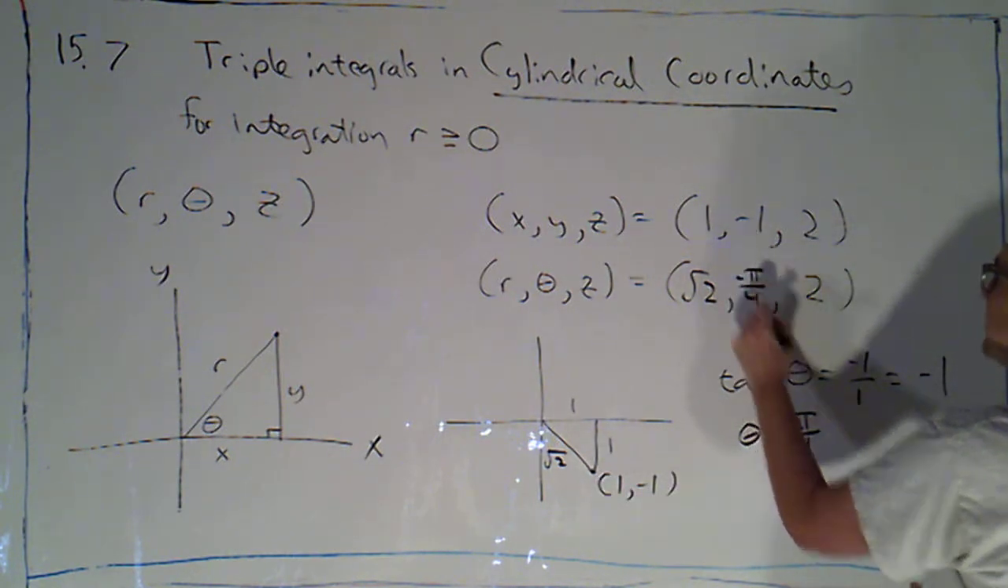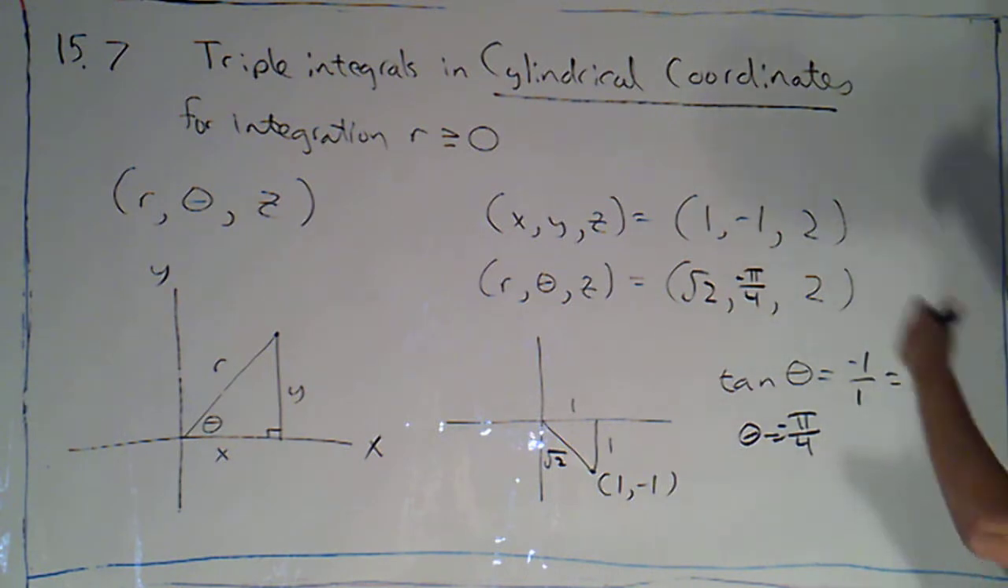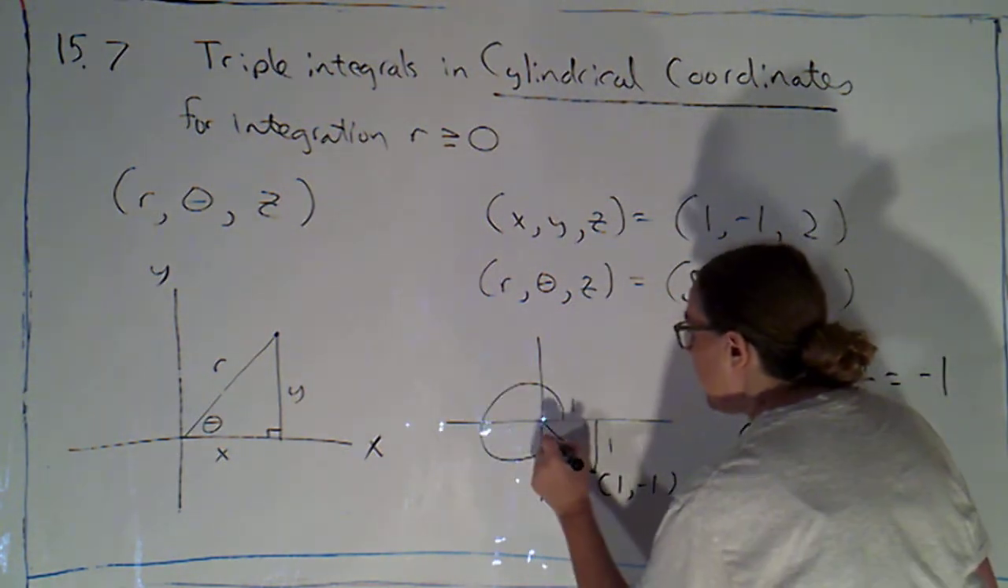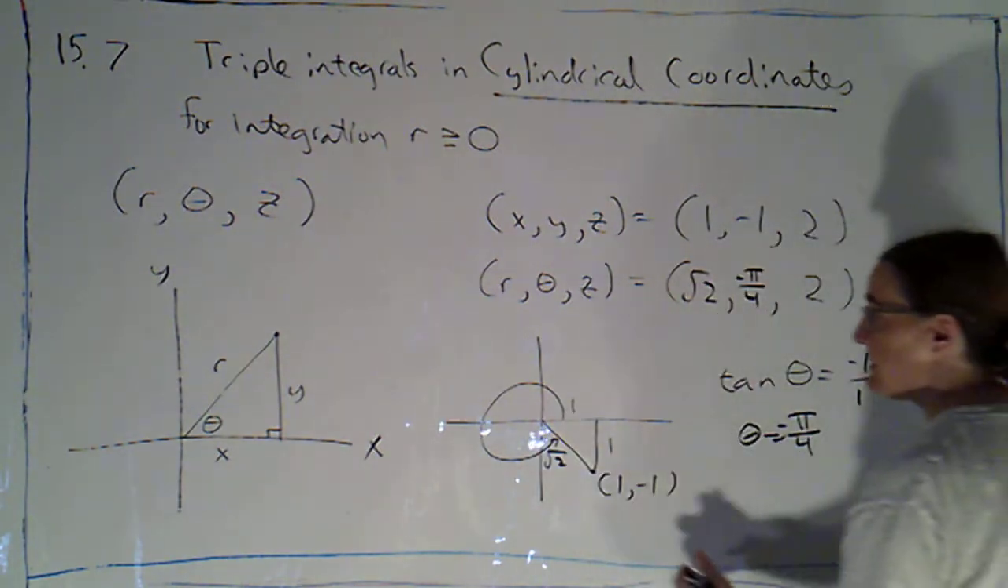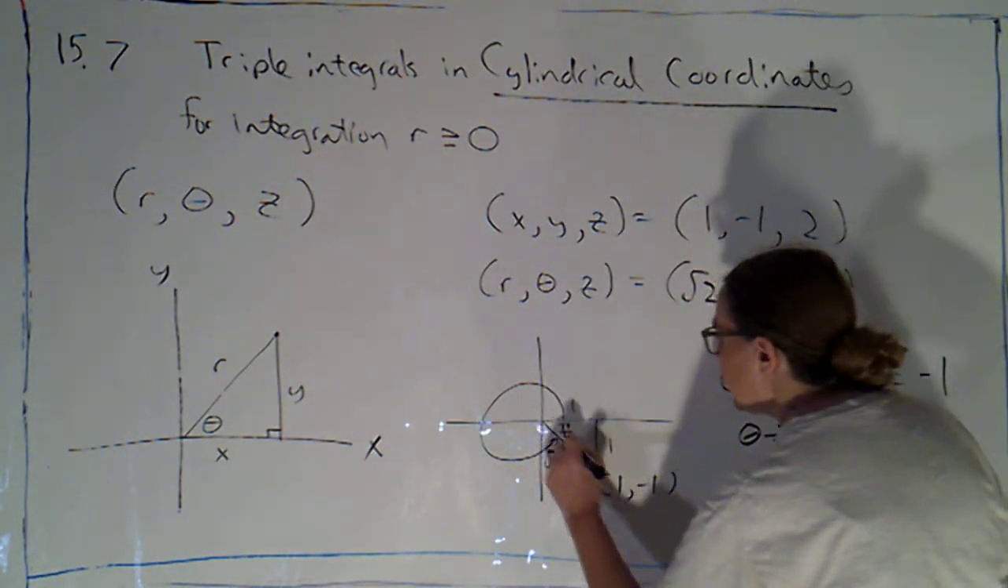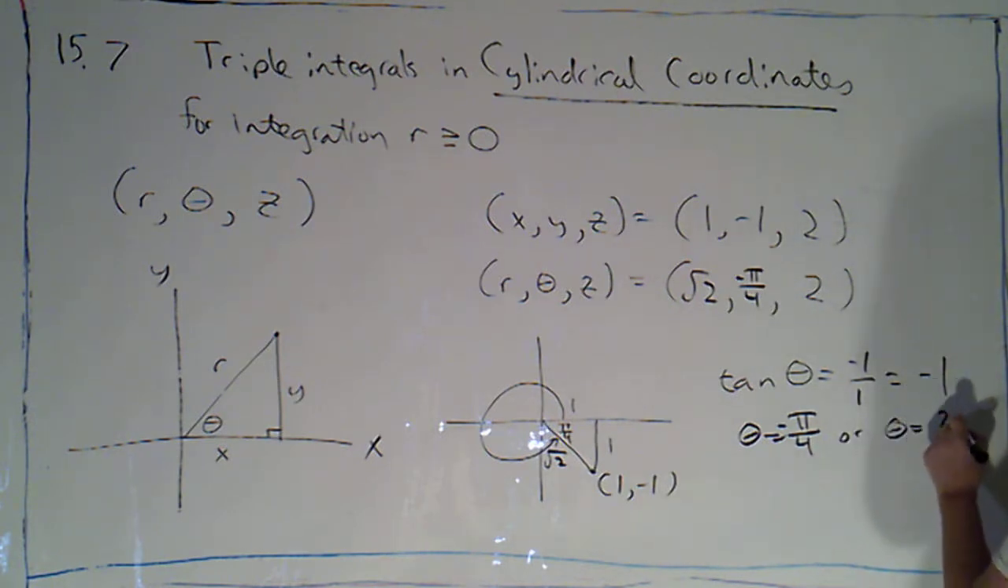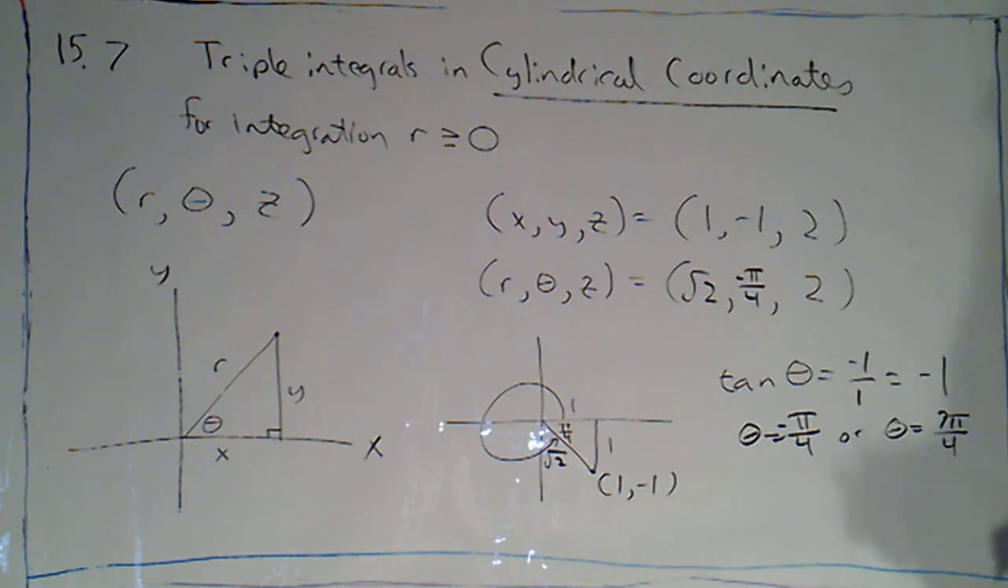I think that's probably the simplest choice, but if I wanted to have a positive value of theta, I certainly could. If I wanted to make that my theta instead, I would simply say, hey, that reference angle is pi over 4, so I could also have let theta equal 7 pi over 4.